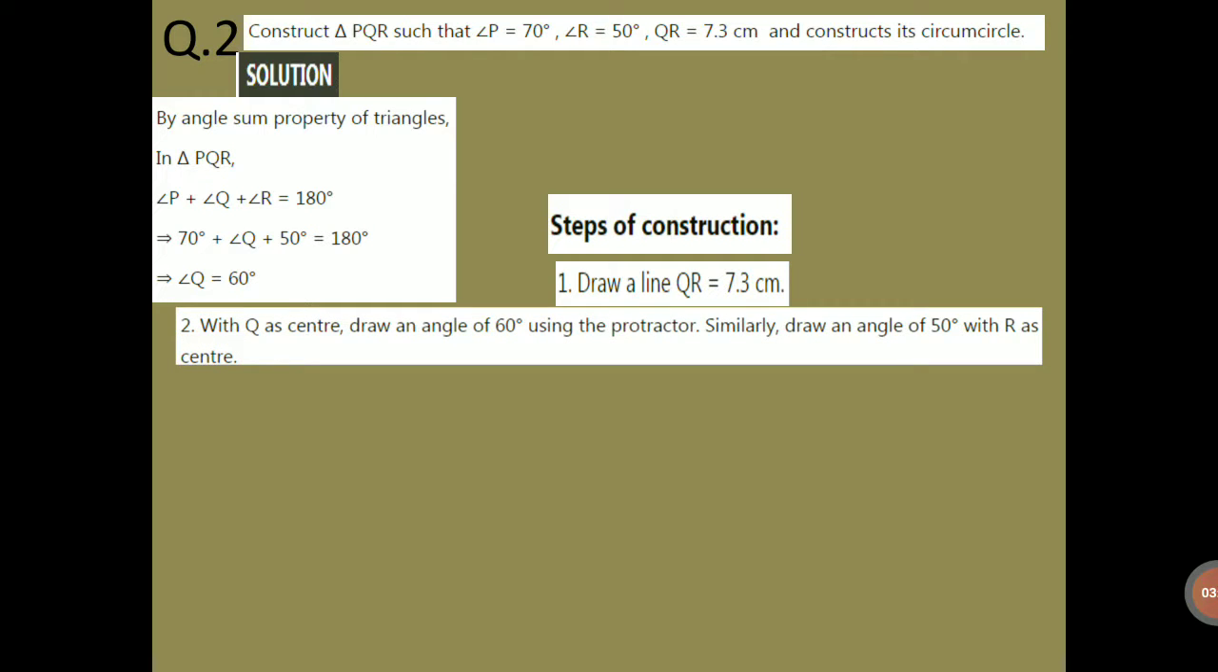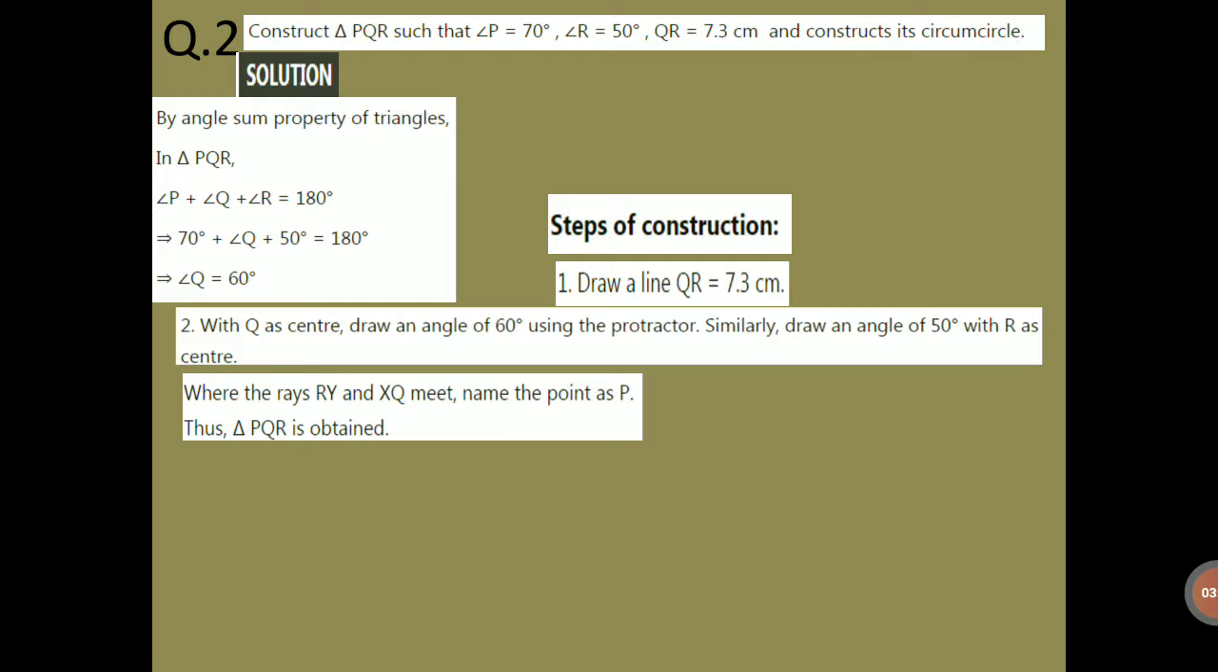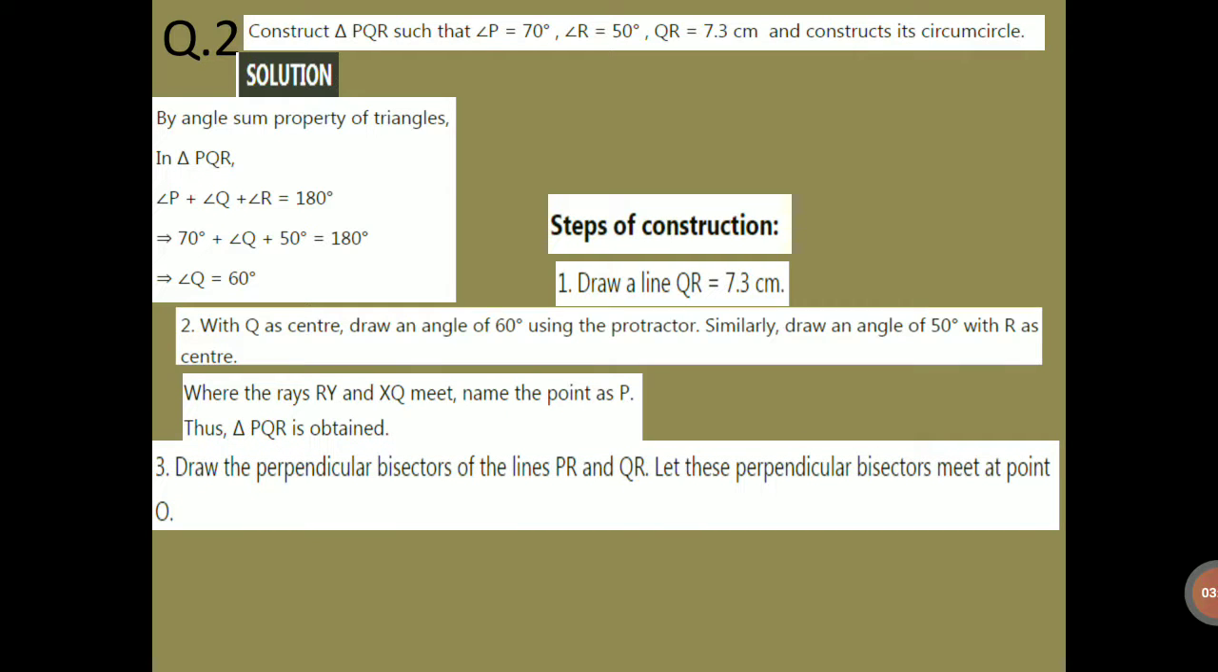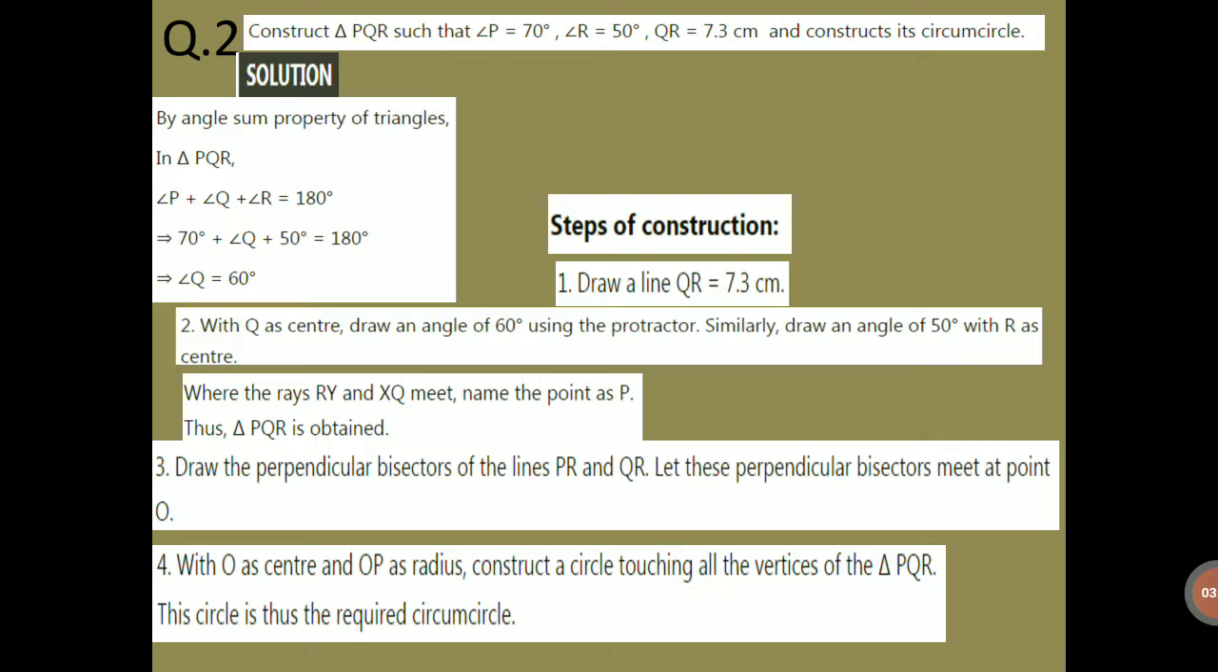Then with Q as center, draw an angle of 60 degrees using the protractor. Similarly, draw an angle of 50 degrees with R as center. Where the rays RY and QX meet, name the point as P. Thus, triangle PQR is obtained. Draw the perpendicular bisectors of PR and QR. Let these perpendicular bisectors meet at point O. With O as center and OP as radius, construct a circle touching all the vertices of triangle PQR. This circle is thus the required circumcircle.